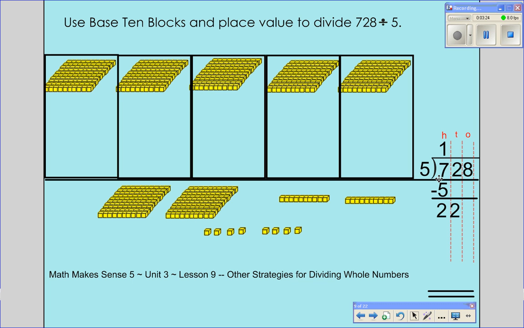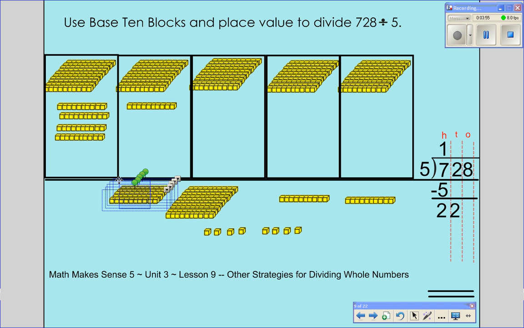So now let me take a look. I'm thinking 5 is going to go into 22 probably a little more than 4 times, because I know that 5 goes into 20 4 times. So I'm going to grab 4 from each of these. 3, 4, oops, I got 5. I've got to pull one back. Okay, there we go. 1, 2, 3, and 4. Perfect. So I need another group of 4.